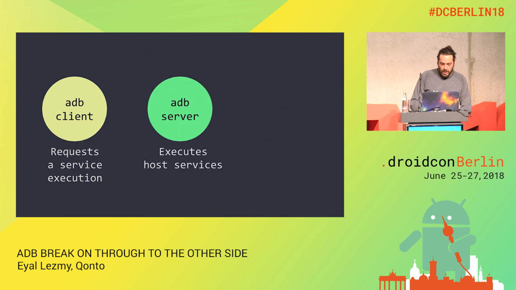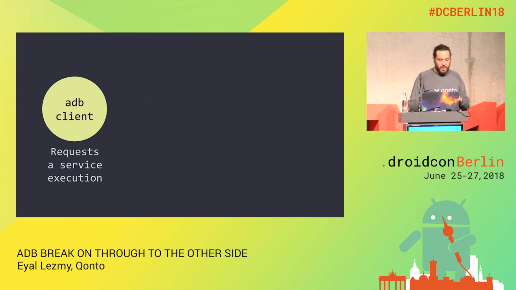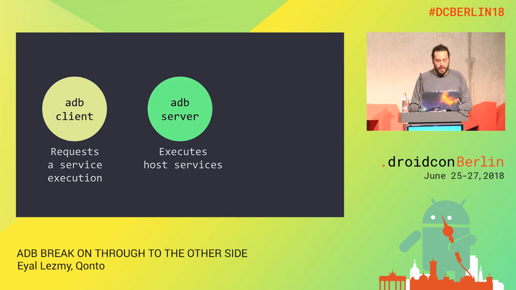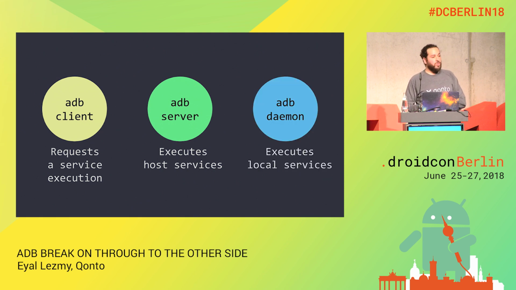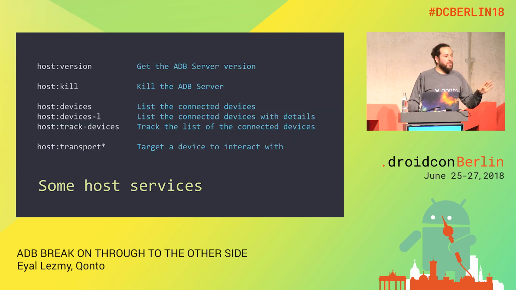So if we just put that in a nutshell, we have the ADB client that will request a service execution. Then we will have the ADB server that will execute the host services, for example, listing the list of devices are host services. And the daemon will run what is called the local services. Just a few examples. Don't read this, okay? Really, it's for the people that want to come back to the slide later. But a few things that I wanted to show you very quickly.